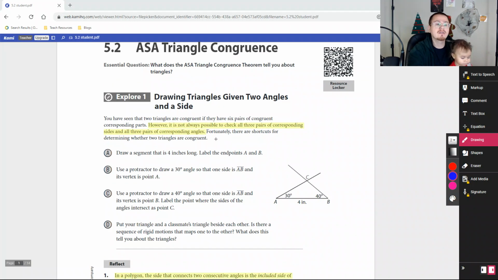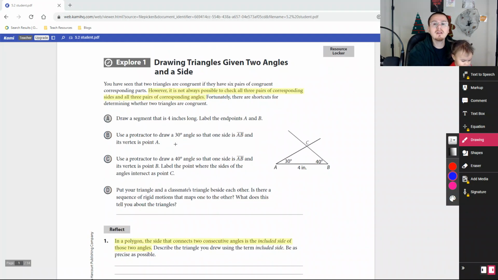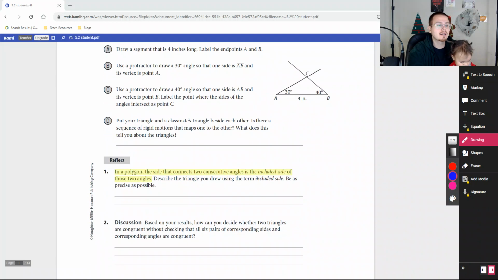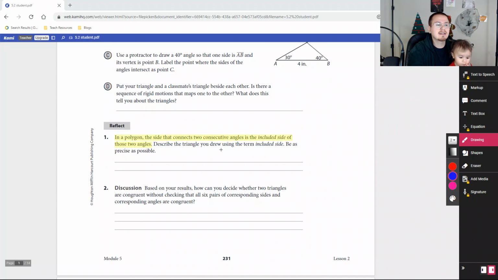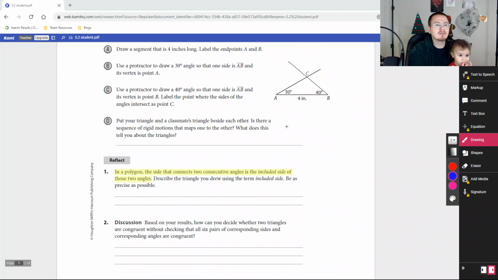Sometimes you can't check all three pairs of corresponding sides and all three pairs of corresponding angles, the 6 pairs we used for CPCTC. You can't always do that, and we have these shortcuts, and one of them is ASA. Good notes are going to help you quite a bit here. In a polygon, the side that connects two consecutive angles is the included side. So if we were looking at this angle here and this angle here, the included side would be this line segment AB.